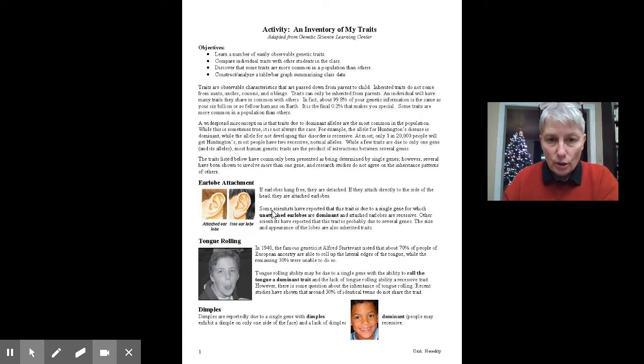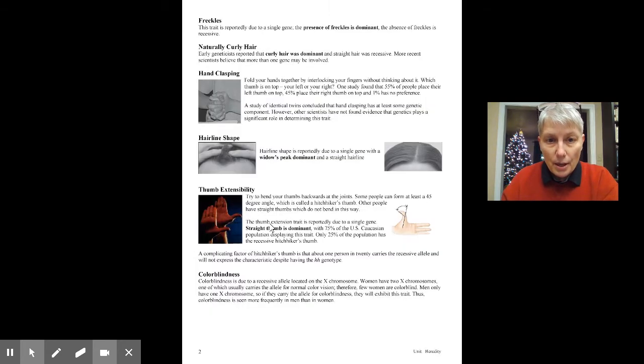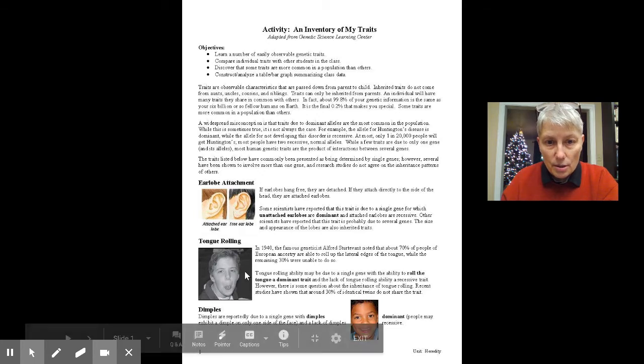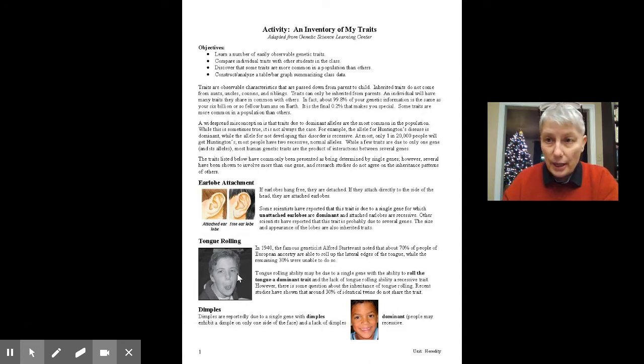So one trait that we're going to look at is attached or unattached earlobes down at the bottom of here. Okay, so like I have free earlobe. Mine is free. Mine's hanging, as you can see. So unattached, like this, or free, is a dominant trait. So that means the attached earlobe would be a recessive trait. Next thing is tongue rolling, whether or not you're able to roll your tongue like that. Some people can, some people cannot. It is a dominant trait. And if you cannot roll your tongue, it is a recessive trait.